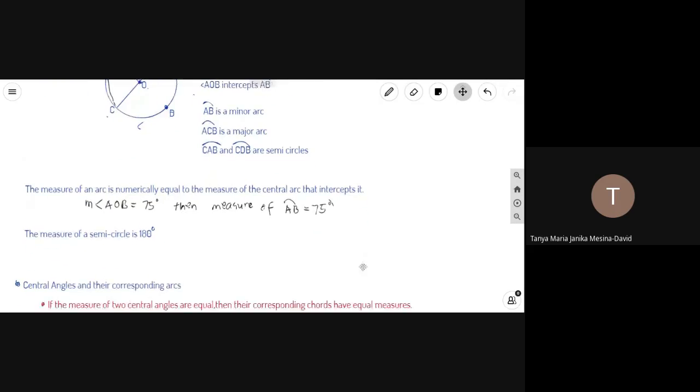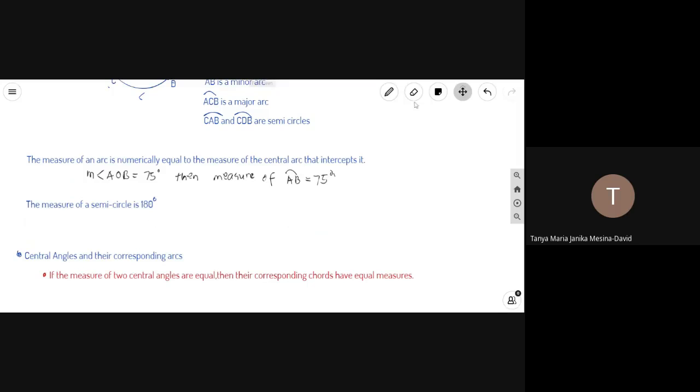Also, the measure of a semicircle is 180 degrees. We know that the measure of the whole circle is 360 and the semicircle is half the whole circle. That's why 360 divided by 2, the measure of a semicircle is 180 degrees.